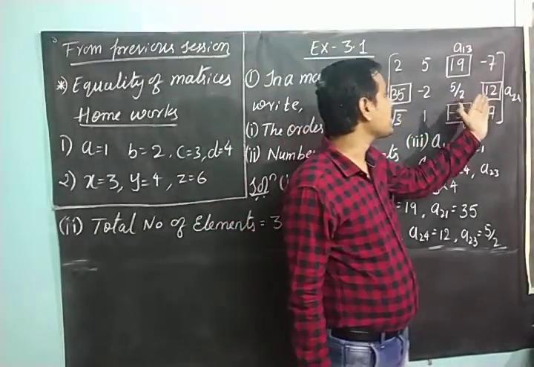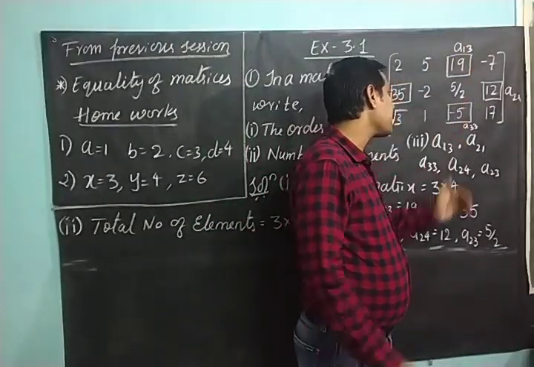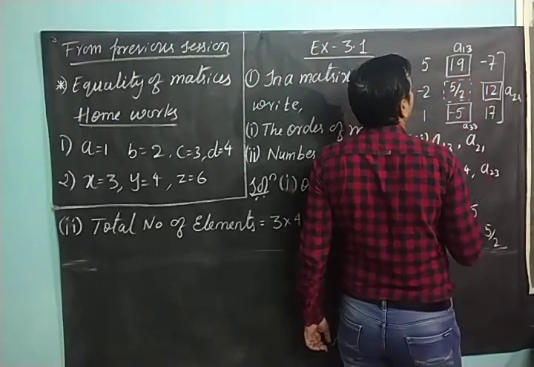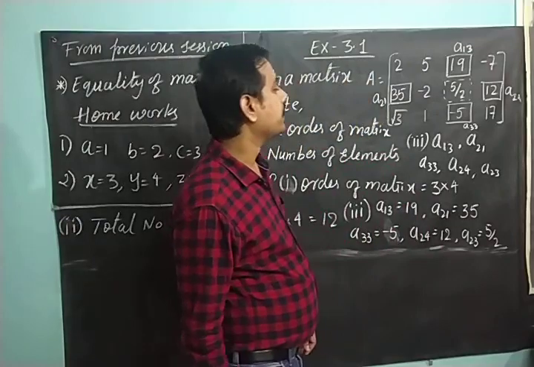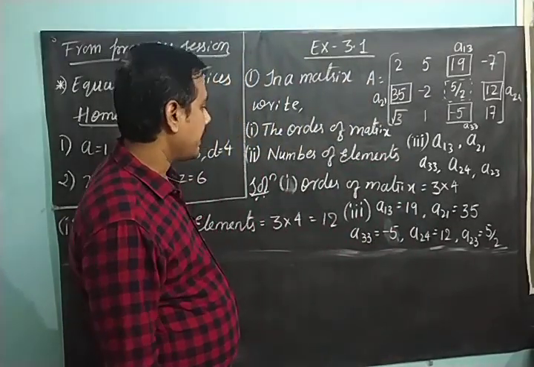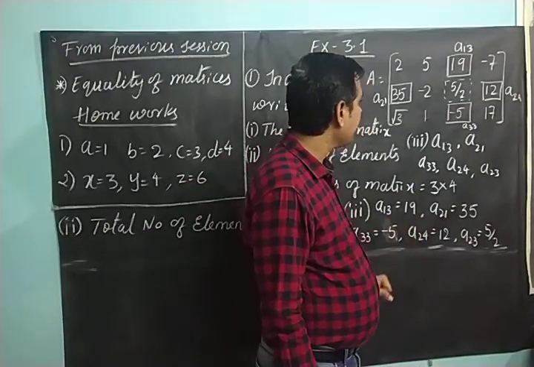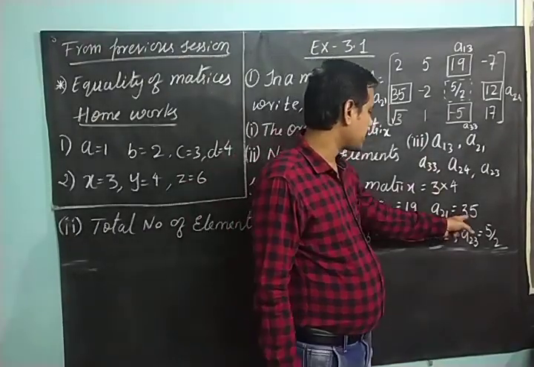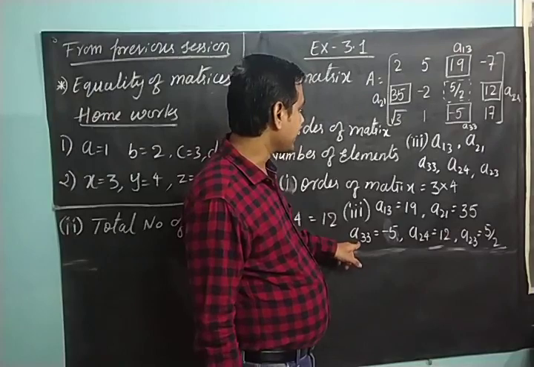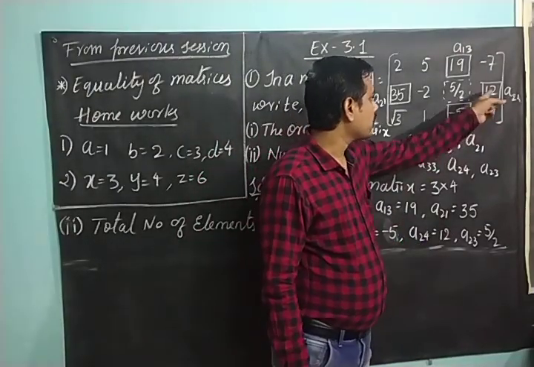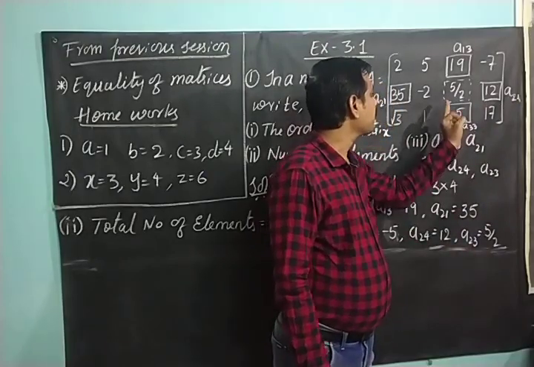So the second row is here, the third column is here. So definitely this should be the second row and third column. So A13 is what? 19. A21 is 35. A33 is -5. A24 is 12. A23 is 5 by 2.